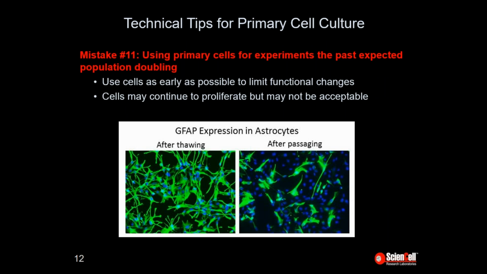Primary cells should also not be used for experiments past the expected population doubling, even though cells may continue to proliferate. In the image shown below, you can see how the astrocyte marker GFAP changes in human astrocytes after multiple passages. At the beginning, after thawing the cells, close to 100% of the astrocytes express GFAP, as demonstrated in the first image. After multiple passages, however, GFAP expression begins to be lost. I think this illustrates clearly the importance of using primary cells early for experiments.